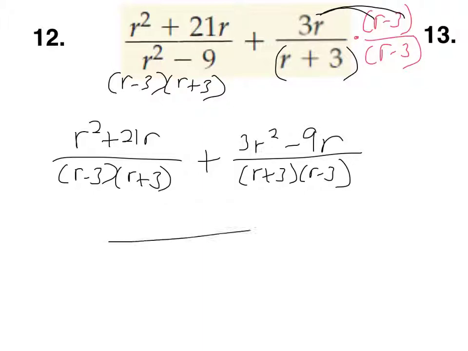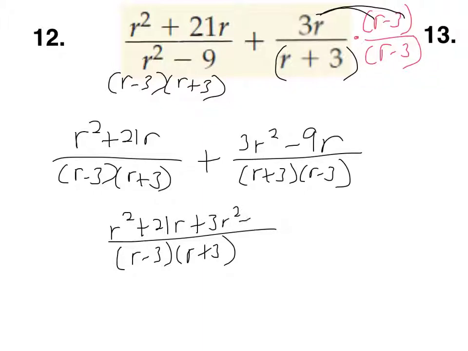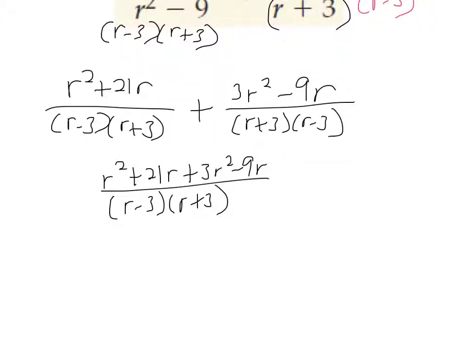So now we can just combine these into one denominator. And I'm just going to recopy it here. R squared plus 21r plus 3r squared minus 9r. Can any of these terms be combined up here? Yes. This 1r squared to begin with is like terms with 3r squared. So you combine those and you get 4r squared.